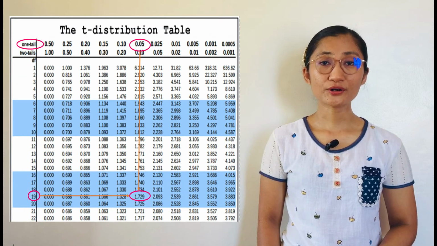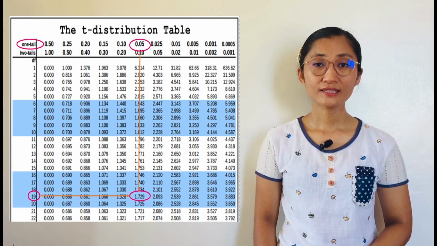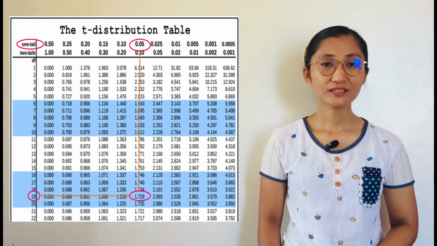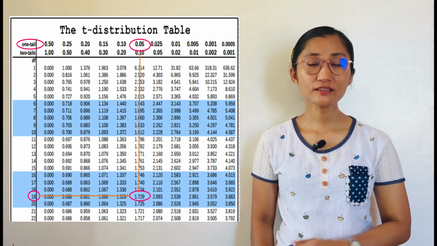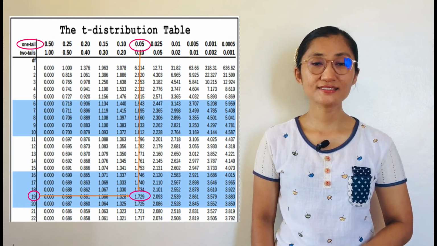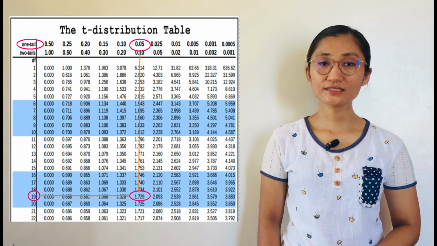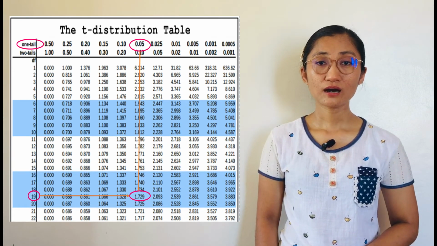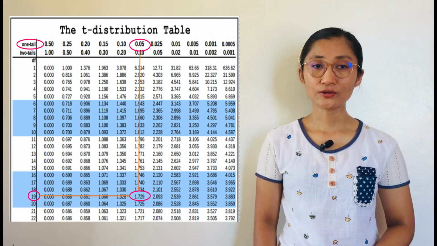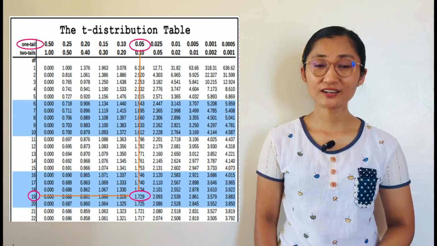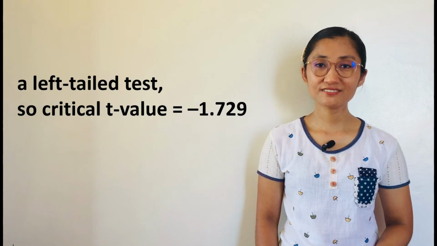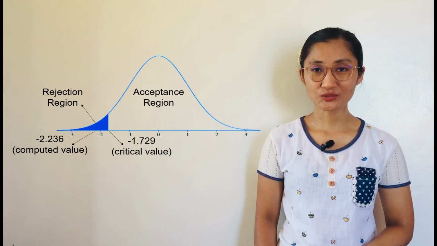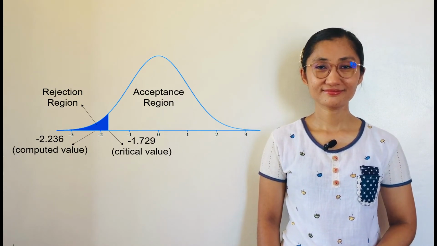Then, from the t table, identify the critical value. Use degree of freedom or df equals n minus 1. That is, df equals 20 minus 1, hence df equals 19. And then use df equals 19, use one-tailed test at 5% significance level. Now, the critical t value is 1.729 if we locate those data using the t table. But since earlier, we have determined that this is particularly a left-tailed test, then critical t value becomes negative 1.729. And this is the illustration for that.